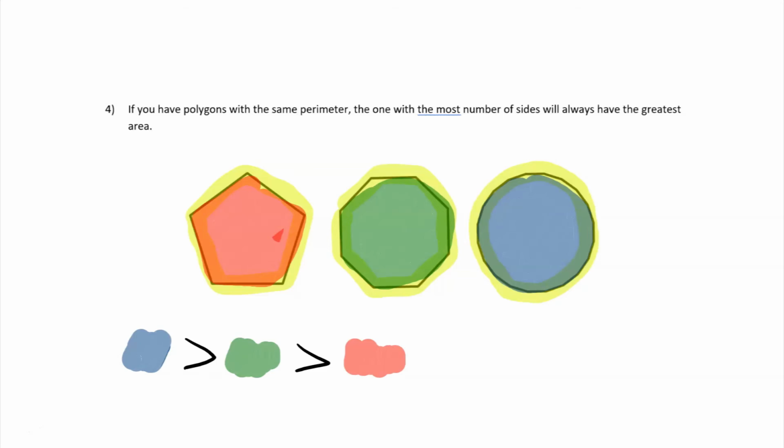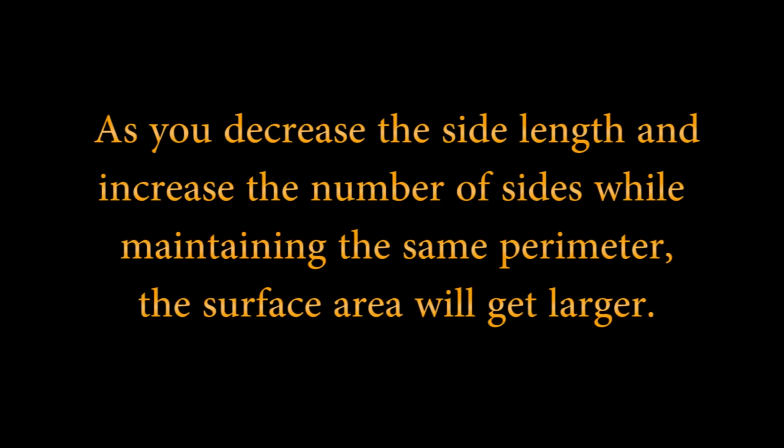So when we're looking at polygons, regular-sided polygons, as the sides get smaller, the shape that you end up with gets much closer to being a circle. So it makes sense then, as you shrink the length of each side, you get closer to being a circle, so you get a slightly larger size of surface area each time you reduce the size of the sides.